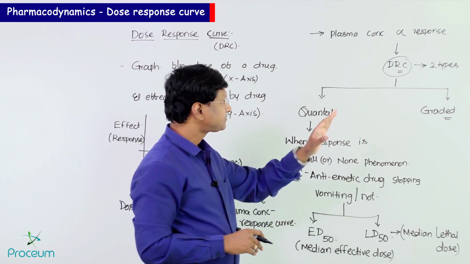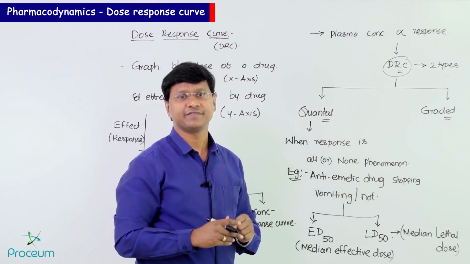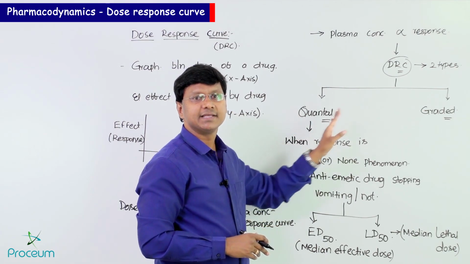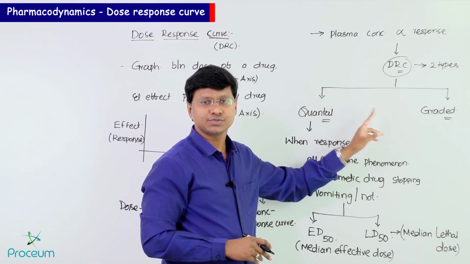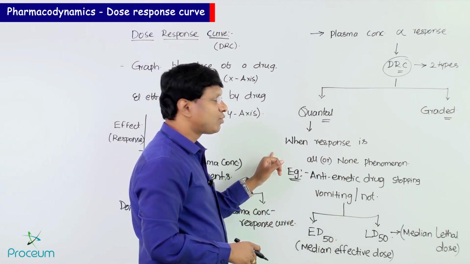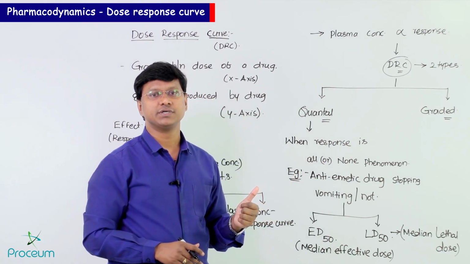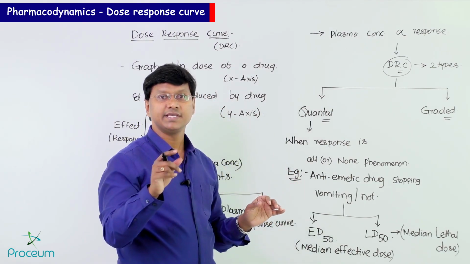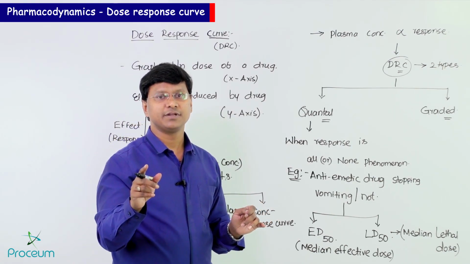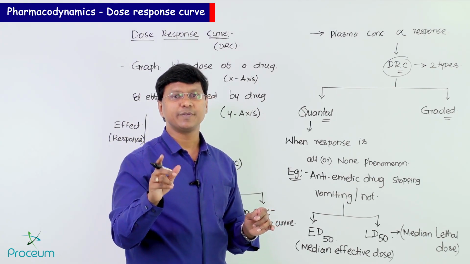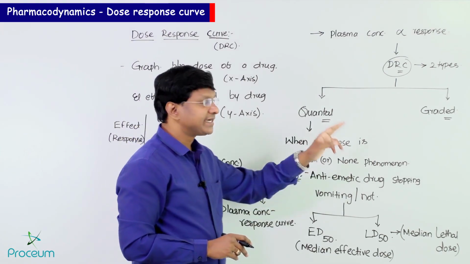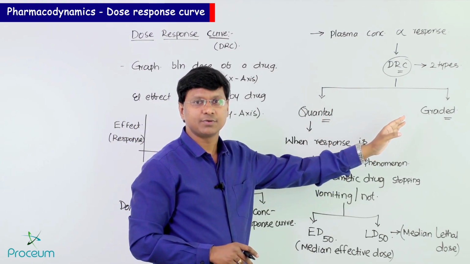And this dose response curve, we have two types present. One is quantal and the other one is graded. So two types of DRC can be explained. Now you take quantal. Quantal dose response curve is when the response is an all or none phenomenon. Example, the anti-emetic drug stopping the vomiting or not, that will be a quantal dose response curve. Whereas the graded dose response curve, let me discuss that later.